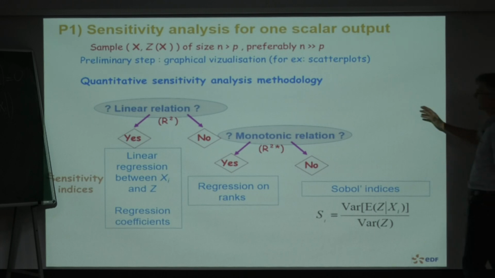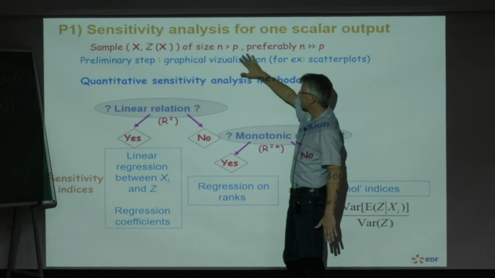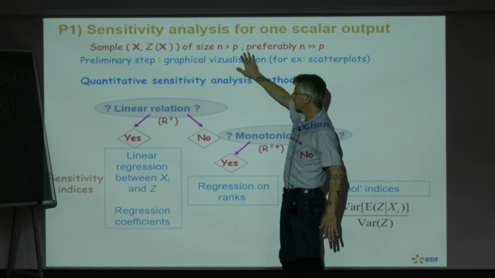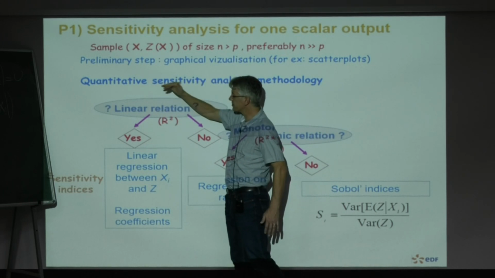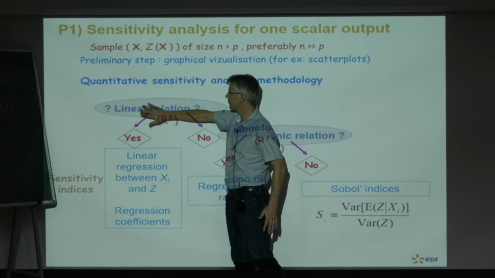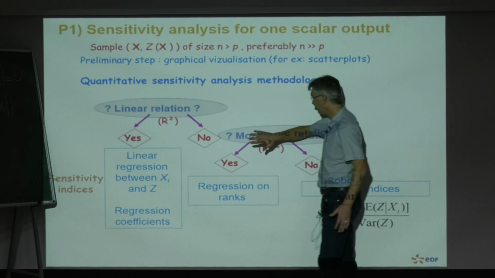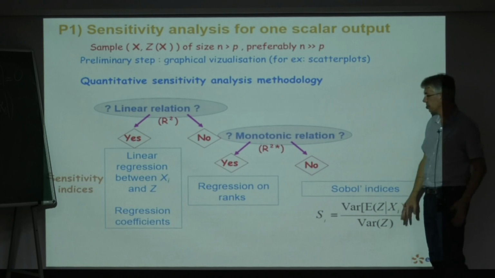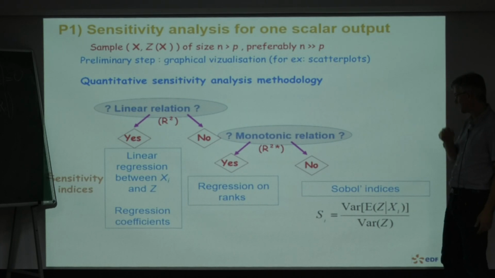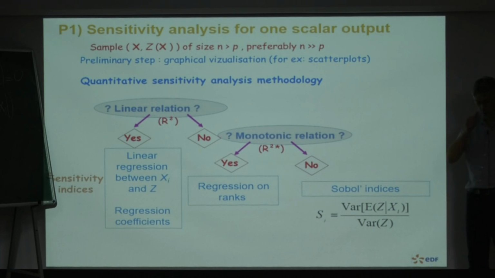So this is the scheme: as a preliminary step, you visualize your data. After that, if you want quantitative indices, you can test very simple statistical tools, linear regression, rank regressions, and if all this is not sufficient, you pass to more complex indices, which are Sobol indices. This is an introduction because I think Thierry will come back to this kind of thing a lot of times.